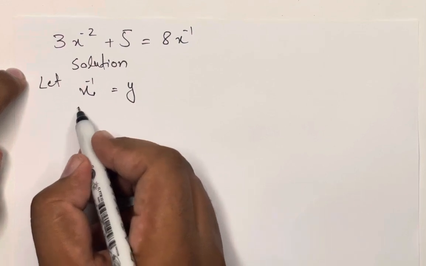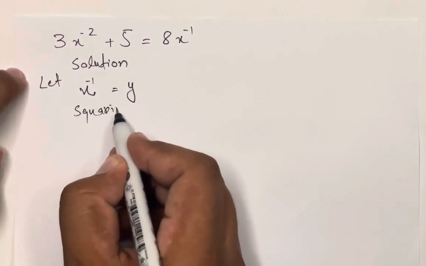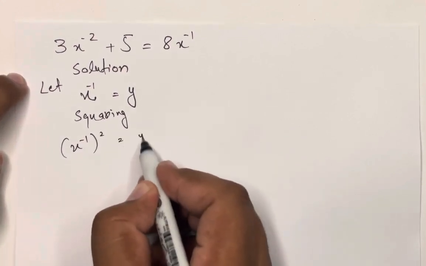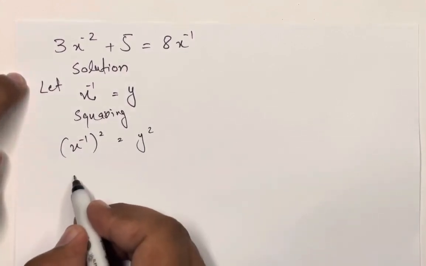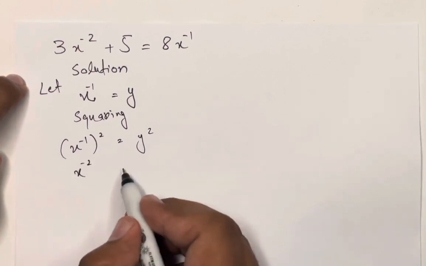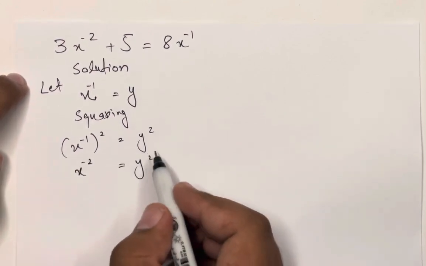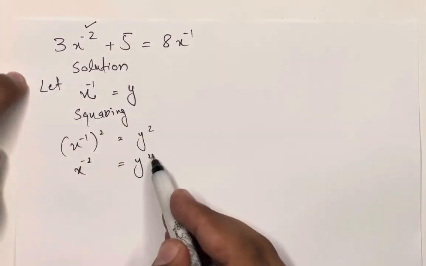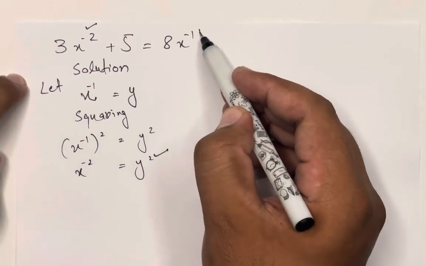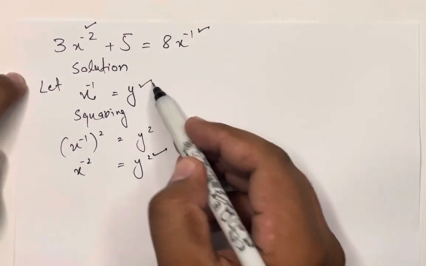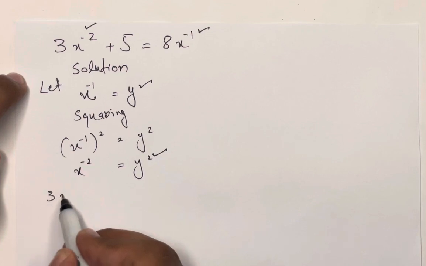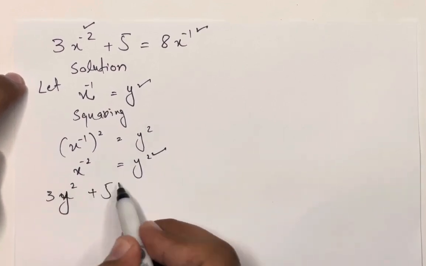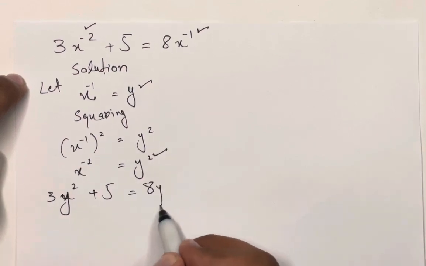Now taking the square, (x^(-1))^2 = y^2. When I took the square, I can write this as x^(-2) = y^2. So in this equation, I can write y^2 for x^(-2), and y for x^(-1). So my equation will become 3y^2 + 5 = 8y.